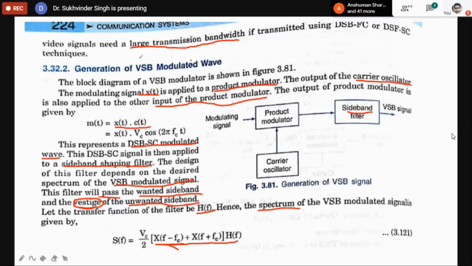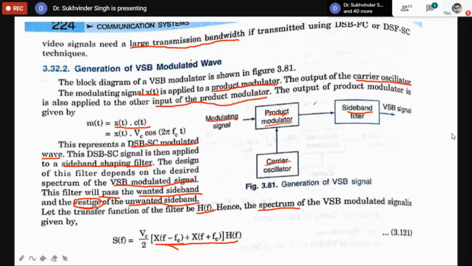Now, the block diagram for the generation of vestigial sideband modulation. Again, it is similar to all the previous methods. You require a message signal, and you require a carrier wave which is generated from the carrier oscillator. They are fed into the product modulator. Both the waves superimpose on one another. The modulating signal will try to change the characteristic property of the carrier, and we get an output.